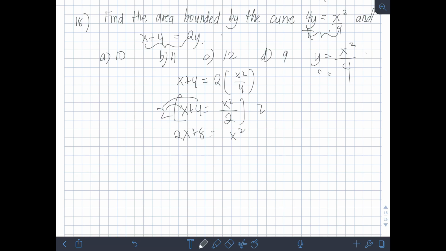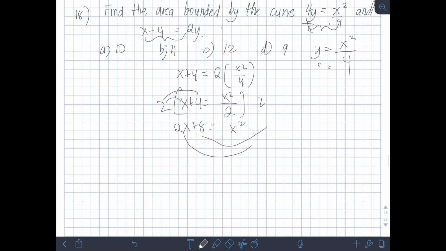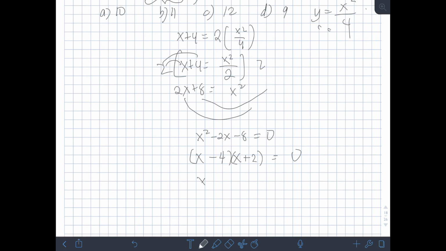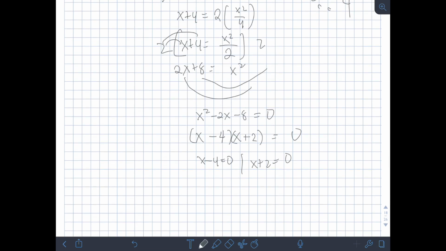So, meron tayong quadratic. So, transpose ko na lang dito yung mga x saka constant. So, we have x squared minus 2x minus 8 is equal to 0. So, solve natin yung x. Factor na lang natin. So, we have 2, 4, x, x. So, negative, positive. So, we have x minus 4 is equal to 0, x plus 2 is equal to 0. So, we have x is equal to 4, and x is equal to negative 2. So, therefore, ito yung intersections natin nung dalawang graphs.